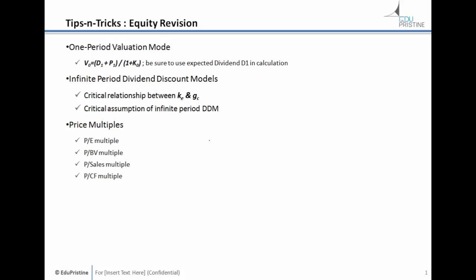So basically, if your cash flows are nothing but your dividends and the future price, then it is going to be a discounted value of the future cash flows.